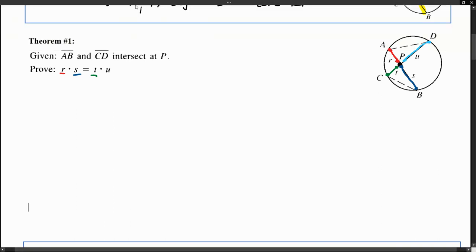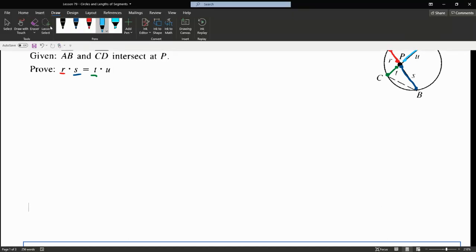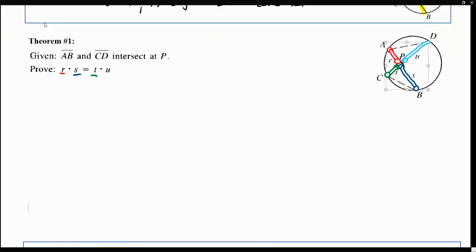What we want to show is that if I get both segments of one chord and multiply them, that's going to be equivalent to multiplying the segments of another chord in a circle, as long as they intersect at the same point. So this is what we want to show. If I get R and I multiply by S, that's going to be equivalent to T multiplied by U. So let's actually show that this is a true statement now.